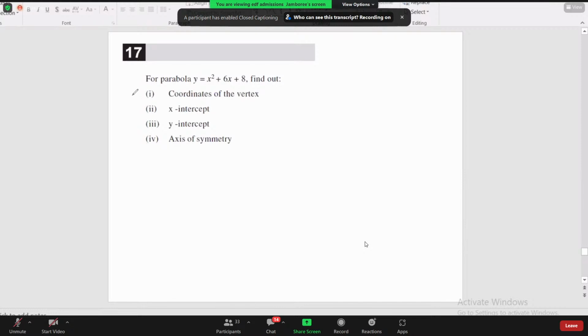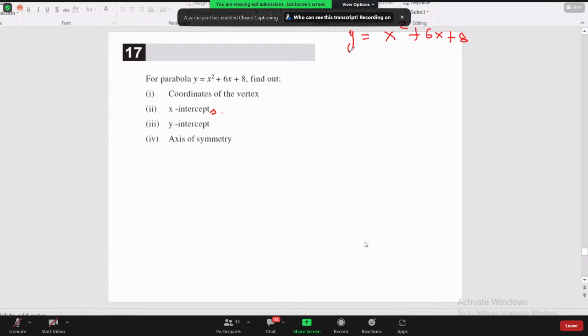Now, this is another type or variant of the question which you can encounter with respect to parabolas. So basically, there is a quadratic function given to us, that is y is equal to x squared plus 6x plus 8. We are expected to find out the coordinates of the vertex, the x-intercepts, y-intercept, and the axis of symmetry. So let's try to find out everything one by one.